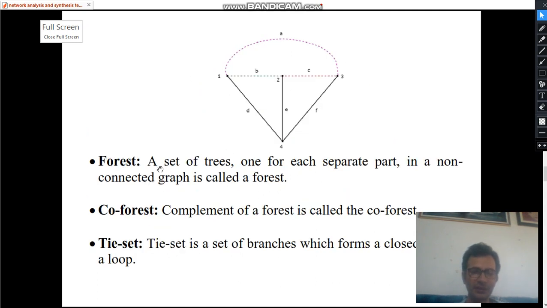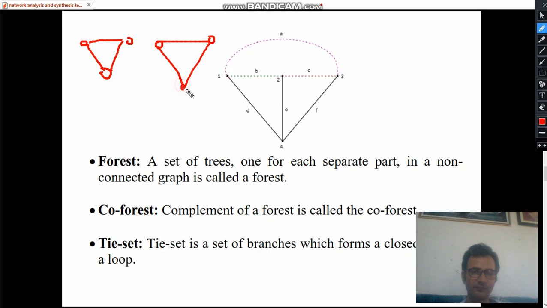What is forest? A set of trees, one for each separate part in a non-connected graph, is called a forest. For example, suppose we have a non-connected graph like this. This is a non-connected graph. This portion is not connected with this portion. So how many separate parts are there? Two separate parts. This one and this one.